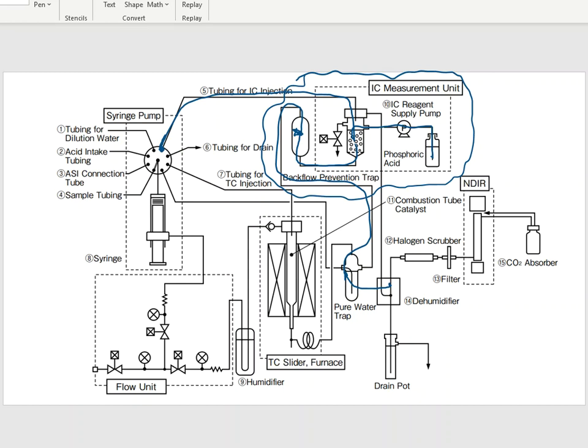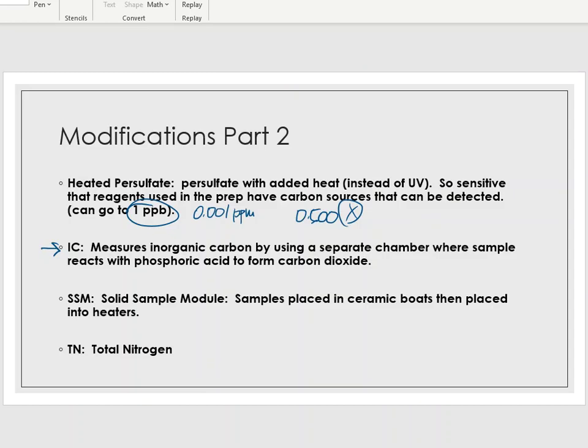Okay, so the next thing is the SSM. The SSM is another attachment that I can purchase for this machine, and this is called a solid sample module. This is a way that I can bring in a solid sample like dirt and process those dirt samples in ceramic boats. So I basically weigh out those samples and I put them into a ceramic boat. I close the door and it goes into basically a heated oven. And this processing technique will allow me to easily measure organic carbon in solid samples, not just liquid samples.